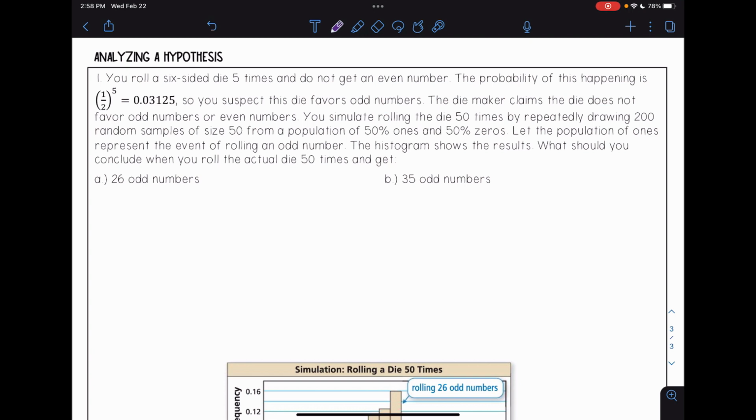And so you simulate rolling the die 50 times by repeatedly drawing 200 random samples of size 50 from a population of 50% ones and 50% zeros. Let the population of ones represent the event of rolling an odd number. The histogram shows the results. What should you conclude when you roll the actual die 50 times?